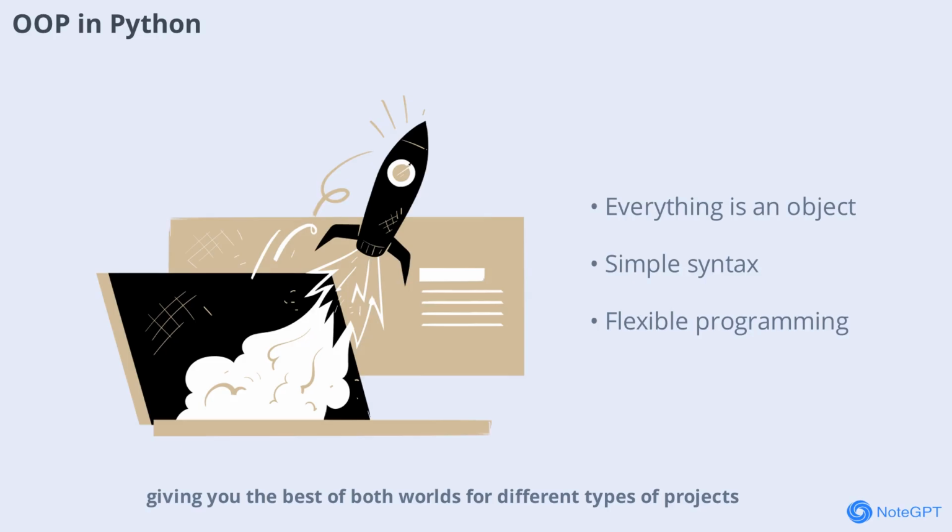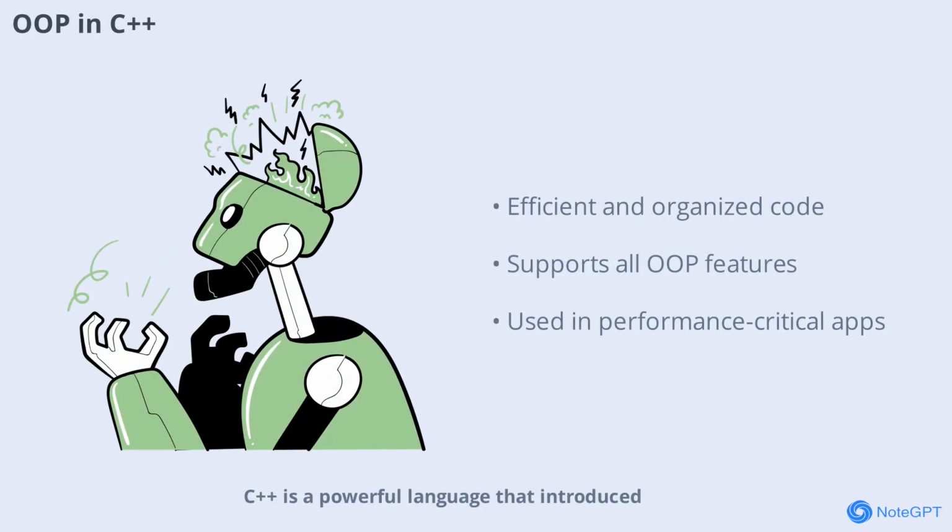C++ is a powerful language that introduced OOP features to the world of systems programming. It supports classes, inheritance, polymorphism, and more, allowing developers to write efficient and organized code. C++ is widely used in applications where performance and control are critical, such as game development and embedded systems.